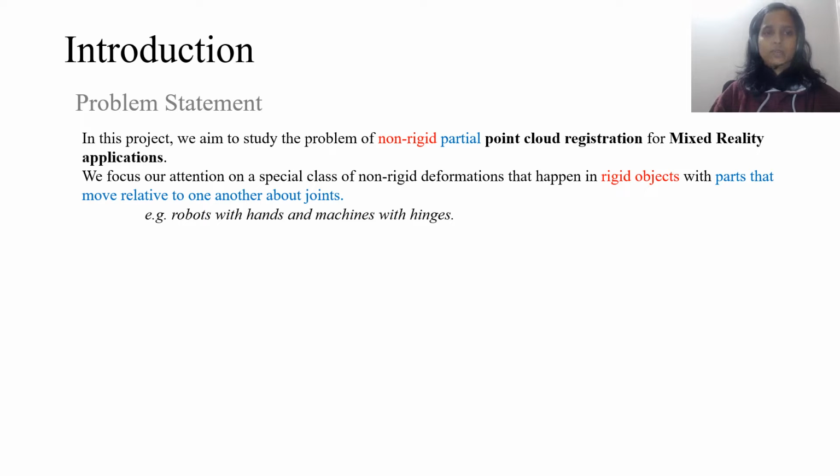Problem statement. In this project, we aim to study the problem of non-rigid partial point cloud registration for mixed reality applications. We focus our attention on a special class of non-rigid deformations that happen in rigid objects with parts that move relative to one another about joints. Examples: robots with hands and machines with hinges.